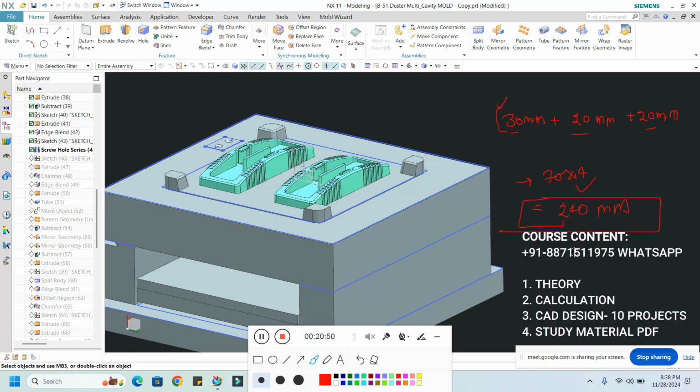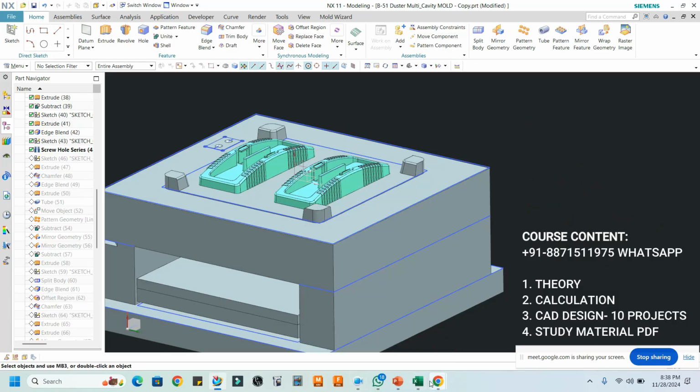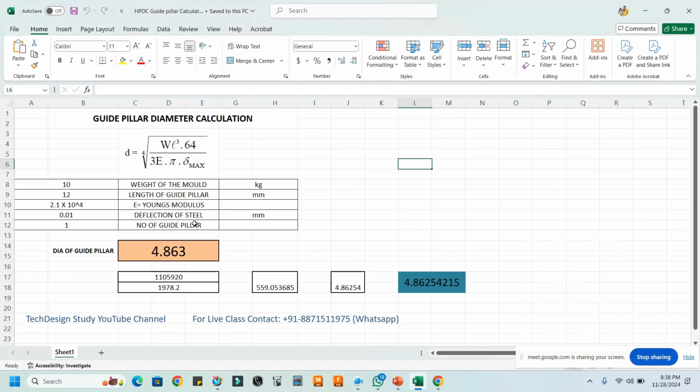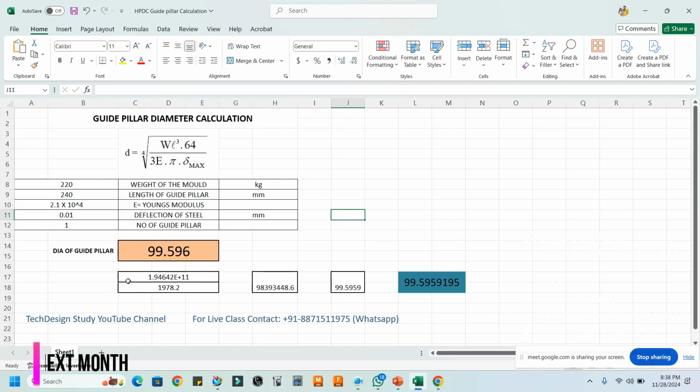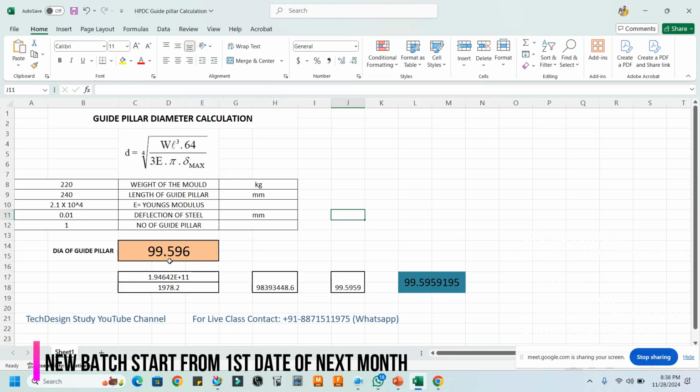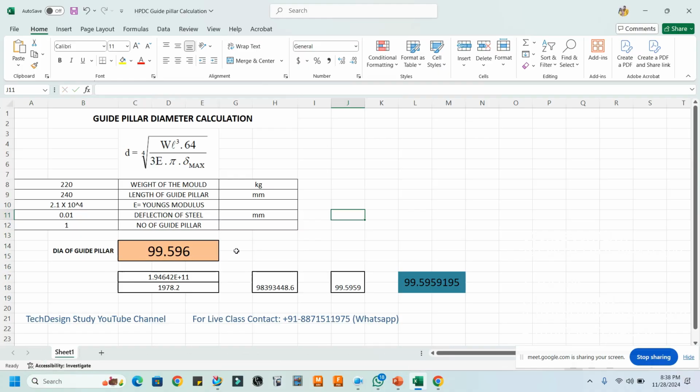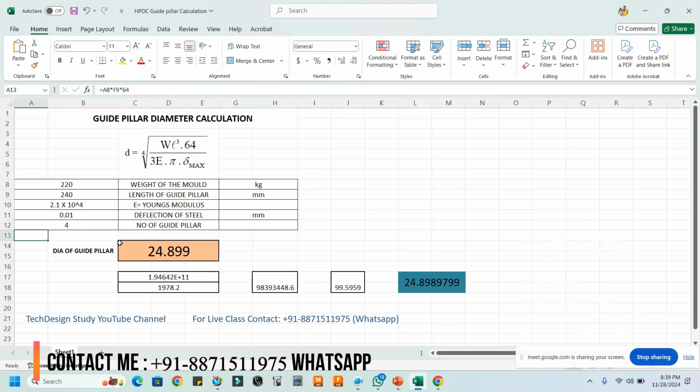Understood? Okay, now take the same formula. What is the weight of the mold? Tell me. 220 kg. Length of the pillar, 240. Okay. See, what is the diameter? Guide pillar diameter 99.59. Is it correct? No, sir, 26. No. So we have to divide by the 4, the number of guide pillars.